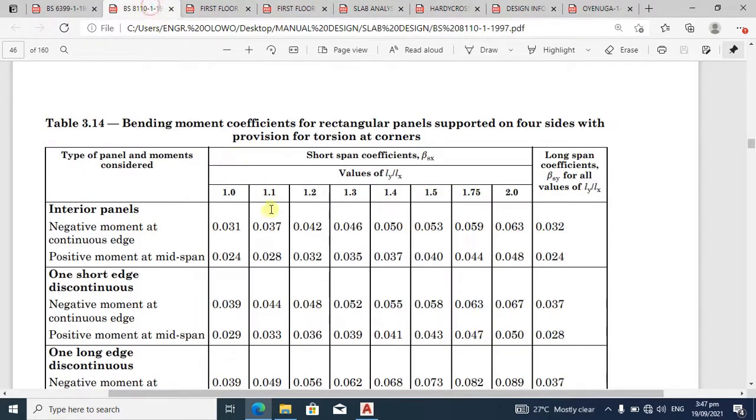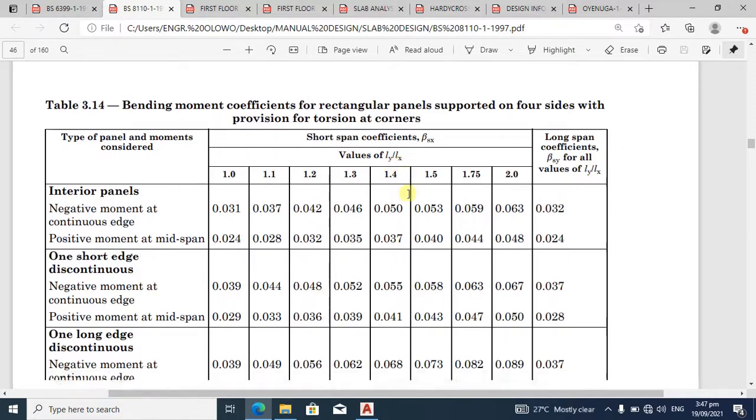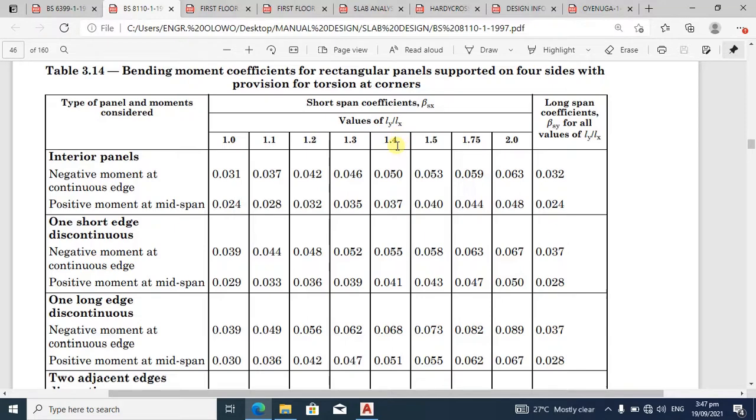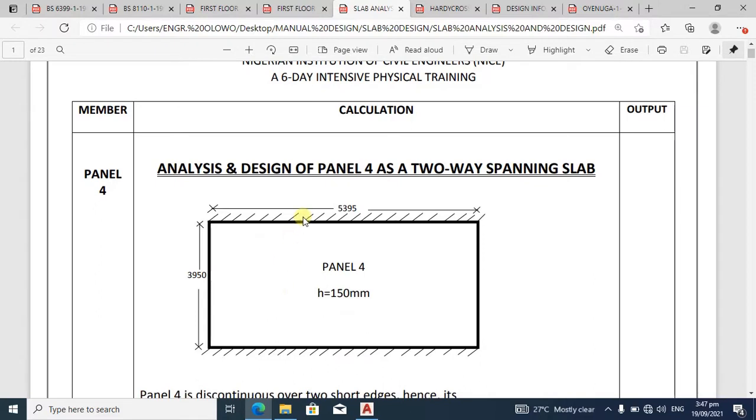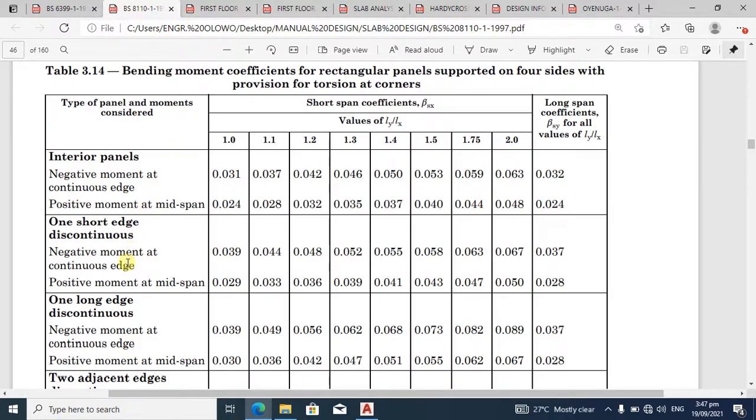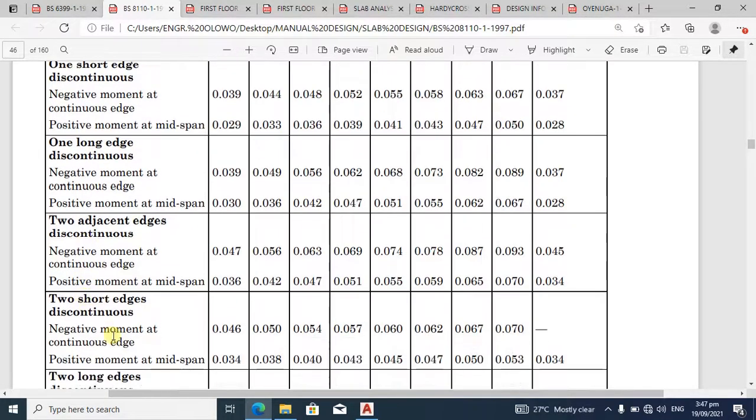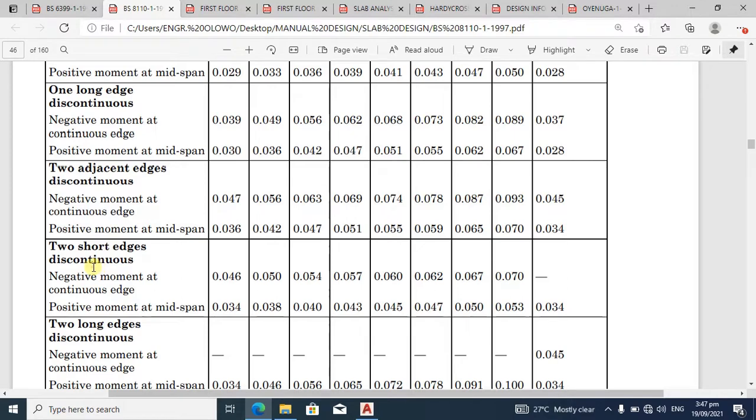Where is the table? We come to this column. We locate the value of Ly over Lx, which is 1.4. Then we will also locate the condition of our panel. If you look at the panel, you will discover that the panel is continuous along the two long edges, while the panel is discontinuous along the two short edges. Can you see? So we will now locate this condition on this table. So let's look for two short edges discontinuous. This is it. Two short edges discontinuous.